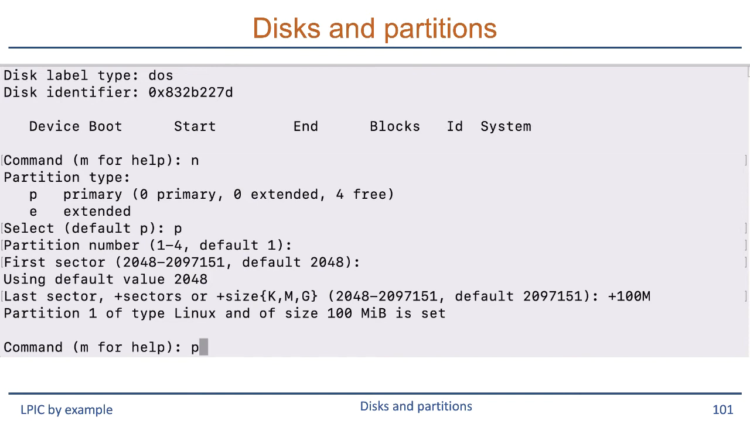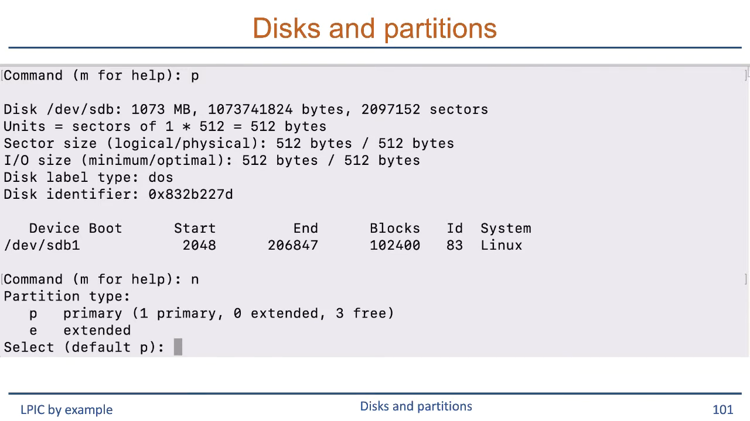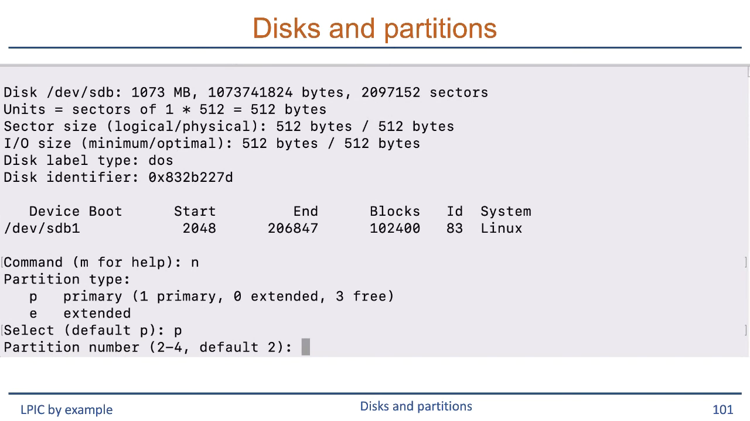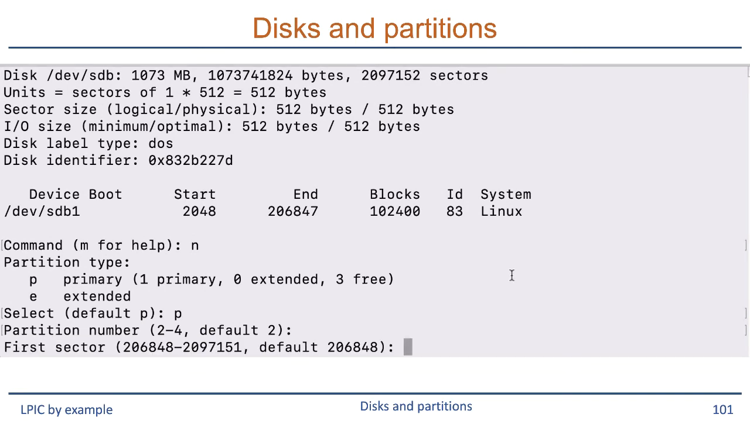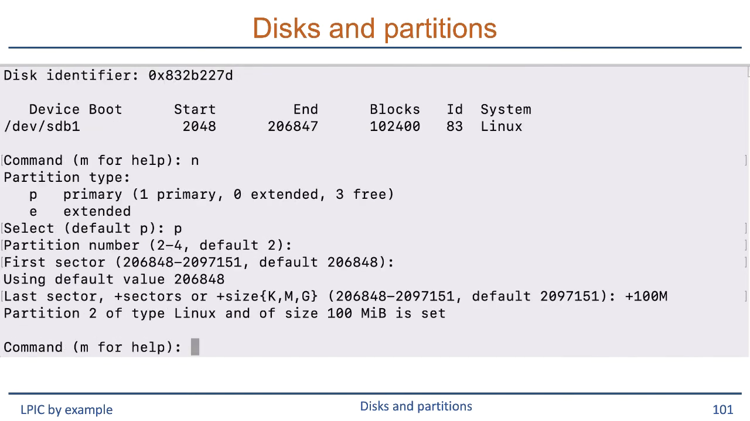We can check that using p. And it tells us we have SDB1, which is our first partition. Let's create a second one. Again, we go for a primary partition, so we run p again. Then we pick the default, which is the second partition. And when we check, we see that the end of the first partition is just in front of the beginning of the second partition, which is all defaulted, which is very nice.